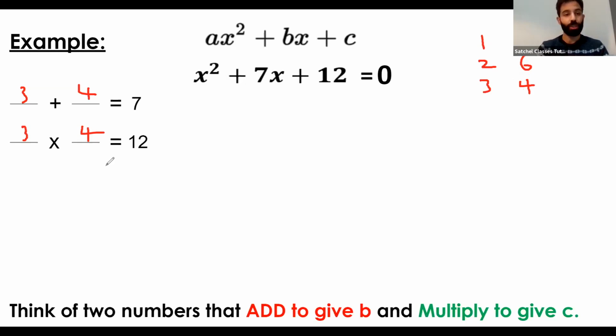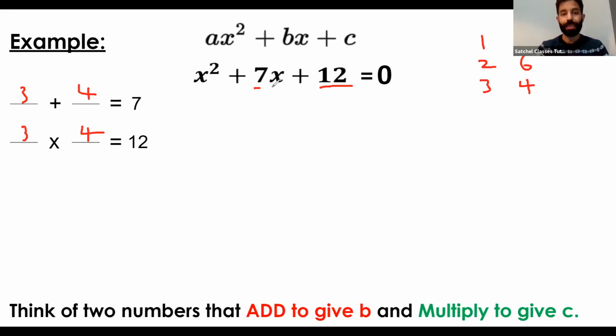So sometimes if you're stuck, if you can't quite see what the numbers are going to be, just list the factors of c, or in this case of 12, and then you can go on from there, recognizing that 3 and 4 will make 7. Now what we need to do is rewrite this equation here.